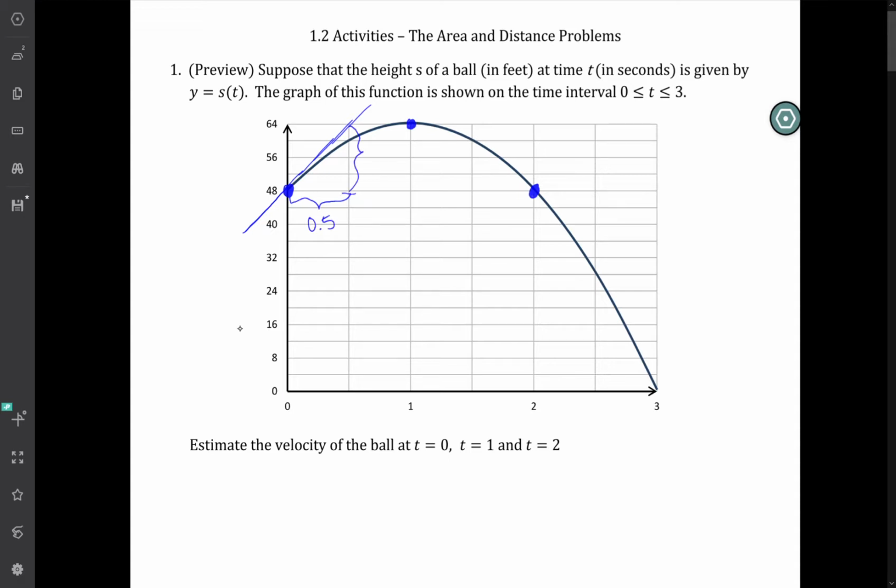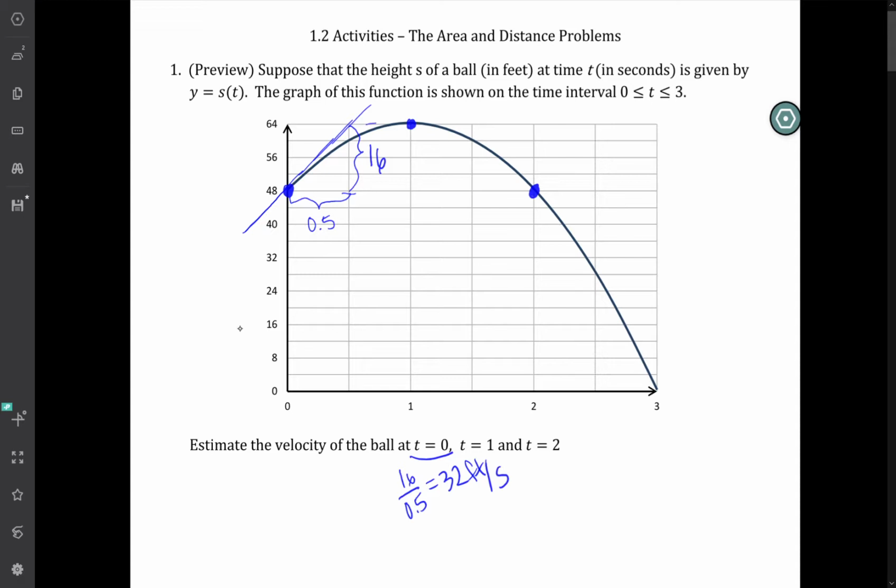If I can count, what are those apart? 40, 48? Oh, they're 4 apart. Okay, so 48 up to 64. 16, oh my goodness, I can do arithmetic sometimes. Okay, so the slope of that first one for t equals 0 is going to be 16 over 0.5, which is 32 feet per second.